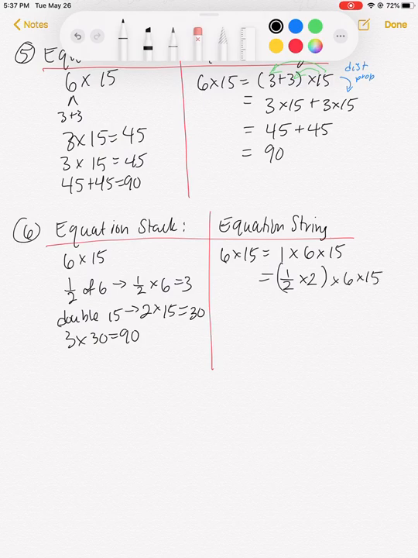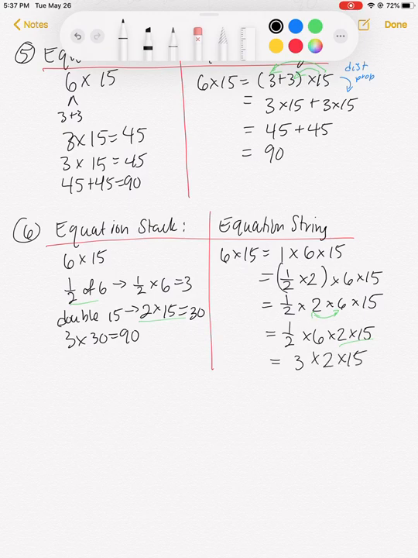Okay. And then I'm going to use the commutative property to get the 1/2 and the 6 next to each other, because that's what happens in the student thinking at this step, 1/2 of 6. Okay, so I'm going to switch these two together like this, which actually makes the 2 and the 15 go together, which they wanted to do in this step. So that worked out well. And 1/2 times 6 is 3. And we have the 2 times 15 at the end there.